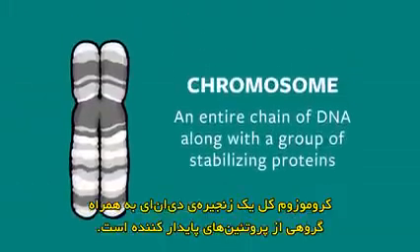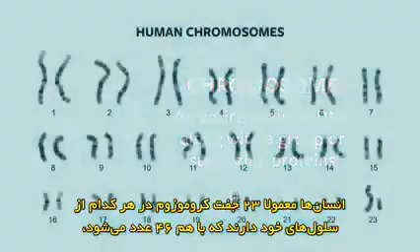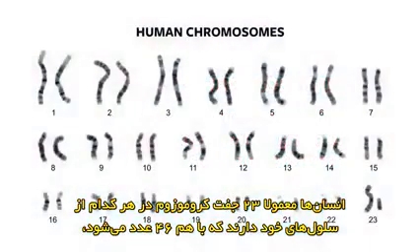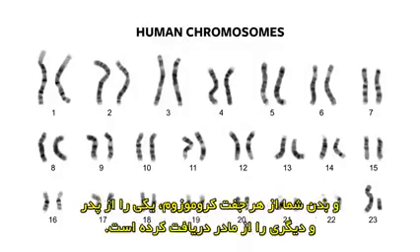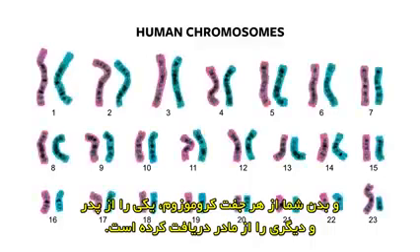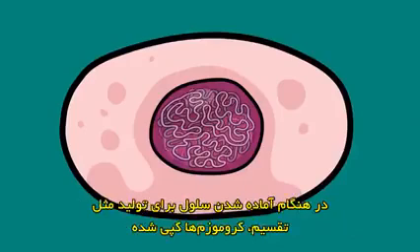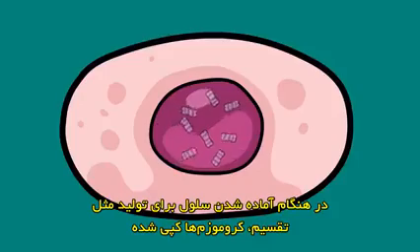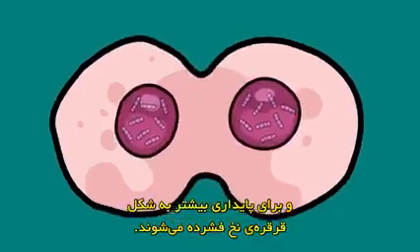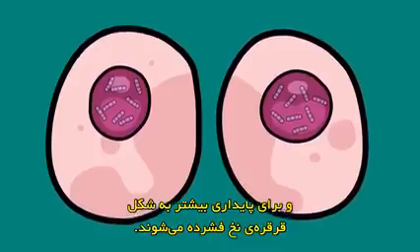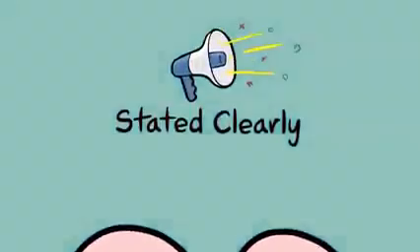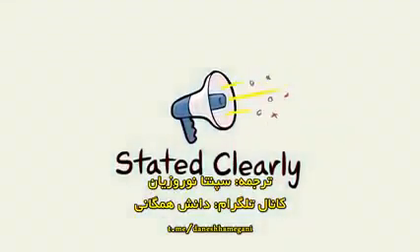A chromosome is an entire chain of DNA along with a group of stabilizing proteins. Humans typically have 23 pairs of chromosomes in each of their cells. That's 46 altogether. In your body, one member of each pair came from your father, the other from your mother. For most of a cell's life, chromosomes exist in a loose, noodle-like structure. Chromosomes are copied and then condensed like spools of yarn for durability when a cell prepares to reproduce by splitting in 2. I'm John Perry, and that is a chromosome stated clearly.